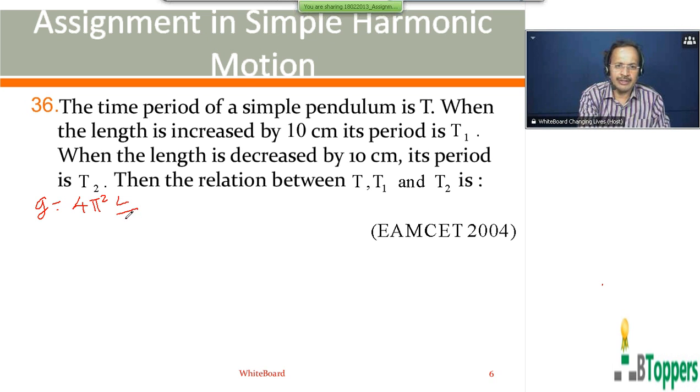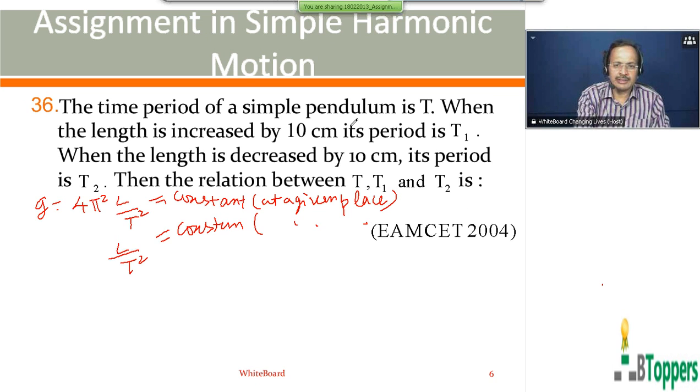The value of acceleration due to gravity at a given place, in terms of the length of the pendulum and time period, you can write as g equal to 4 pi square L by T square. At a given place, the value of acceleration due to gravity is a constant. So 4 pi square is constant, and L by T square is a constant at a given place.